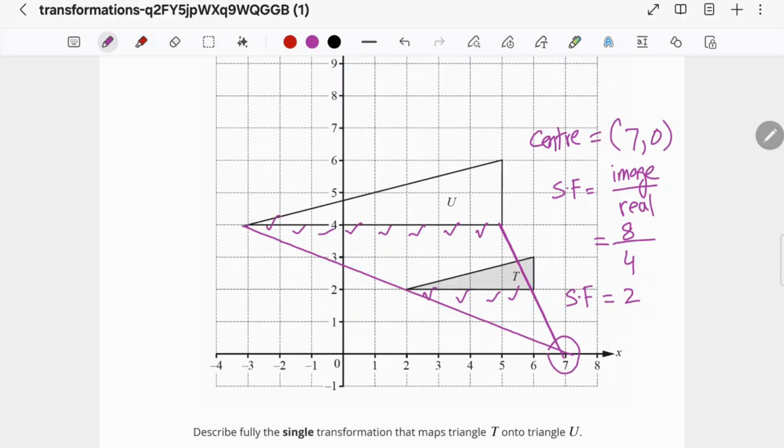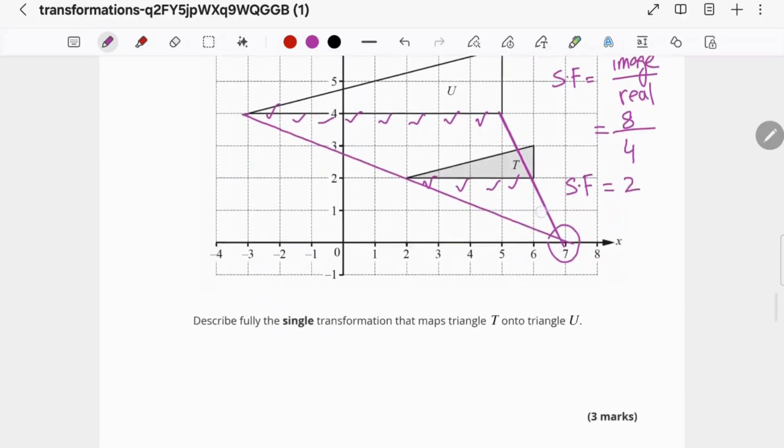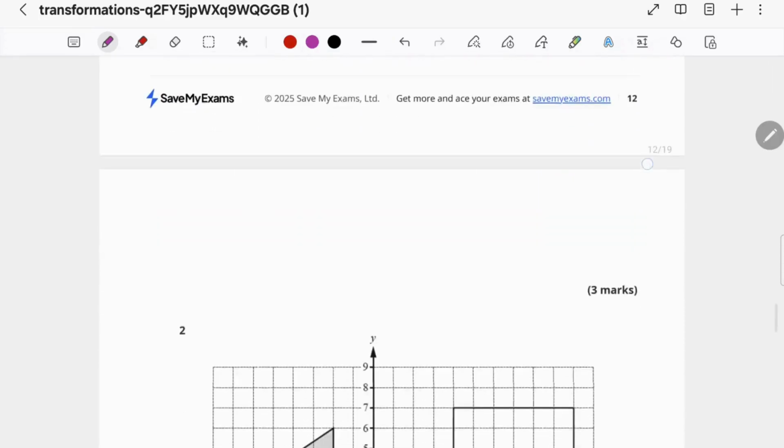So in this way, we will perform the process to get the scale factor, and the other thing which is required is the center of the enlargement. 1 mark for the name of the transformation. You will write: it is an enlargement with center at 7 and 0, and scale factor 2. You have to show all this working in the empty space provided with the question.